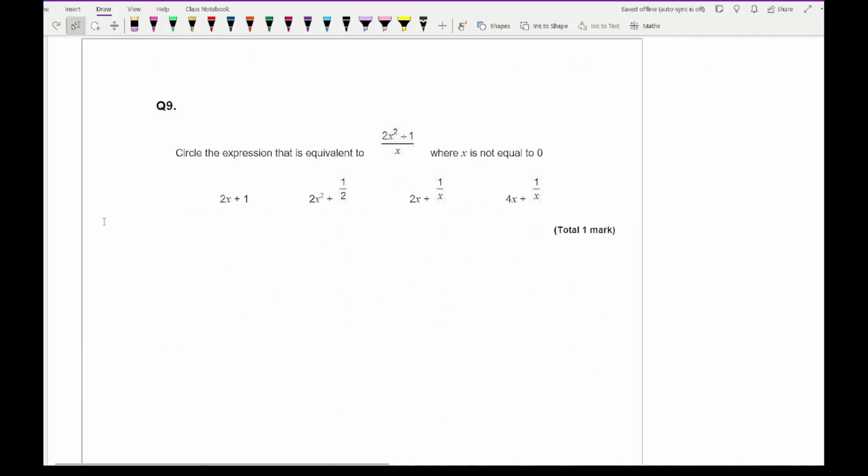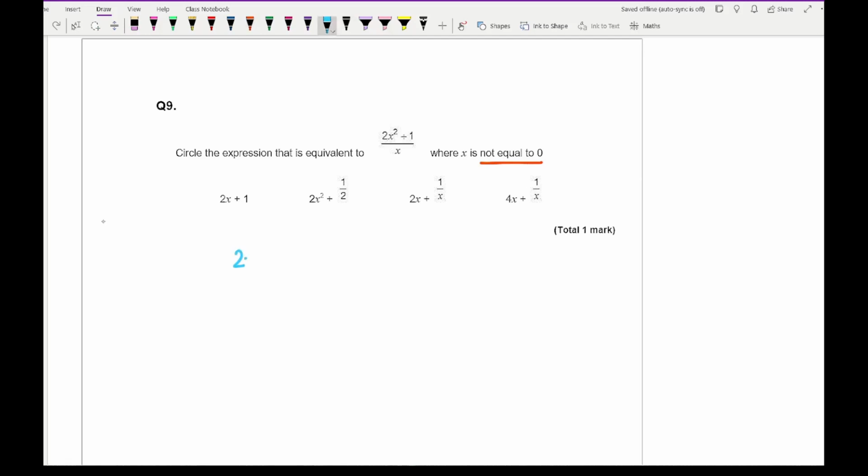Then moving on to question 9, it says circle the expression that is equivalent to 2x squared plus 1 over x, where x is not equal to 0. Now, this not equal to 0 is only to make sure that it's a valid algebraic fraction, because obviously you can't divide by 0, so therefore they need to specify that x can't equal 0.